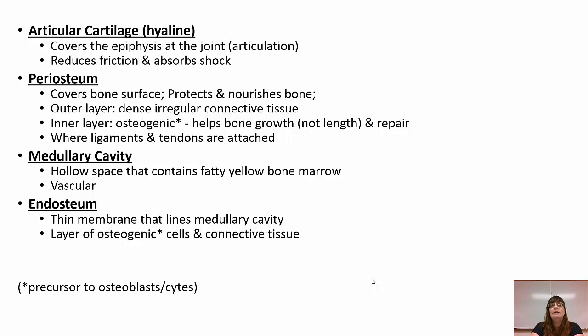The medullary cavity is the inner hollow space that contains the fatty yellow bone marrow. It's highly vascular, so that is why it does hurt when you break a bone. And the endosteum is the thin layer that lines the inside of the medullary cavity. It's actually a layer of osteogenic cells, which are the precursors to the bone cells, basically, which we'll talk about in a minute, and connective tissue.